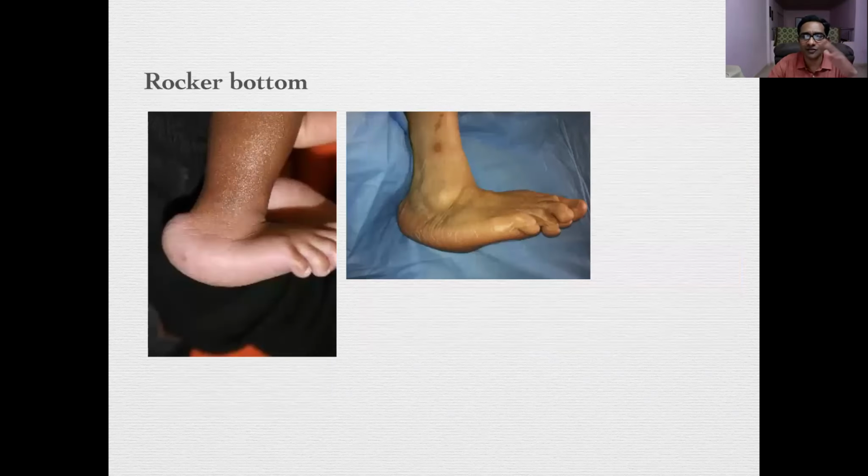This is the other arch. The arch now is pointing in the other direction. This is a rocker bottom foot. And the congenital condition in which you commonly see it is a congenital vertical talus, where you see these problems.